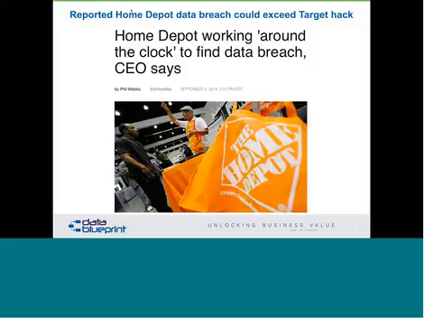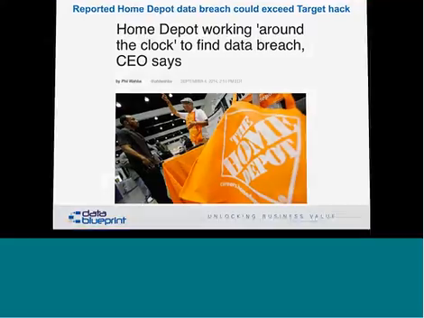So after the breach was discovered, he put out a statement saying Home Depot is working around the clock to find the data breach. That's not something you want to say if you haven't actually found the data breach. So they had found it. In other words, he was off message there, and it was a real challenge.